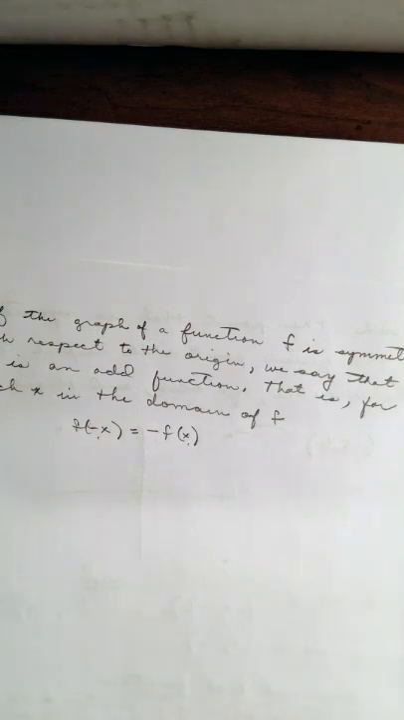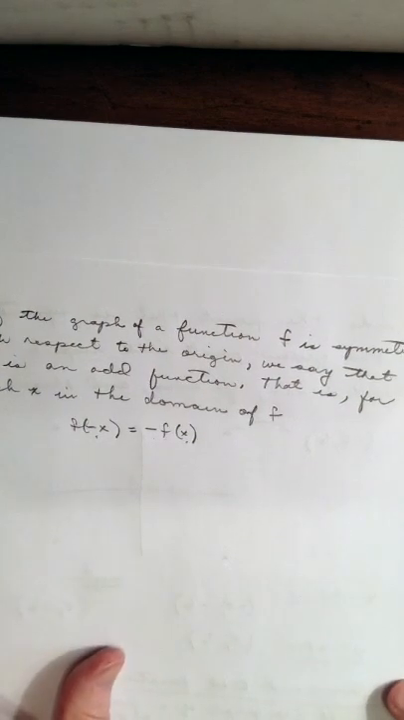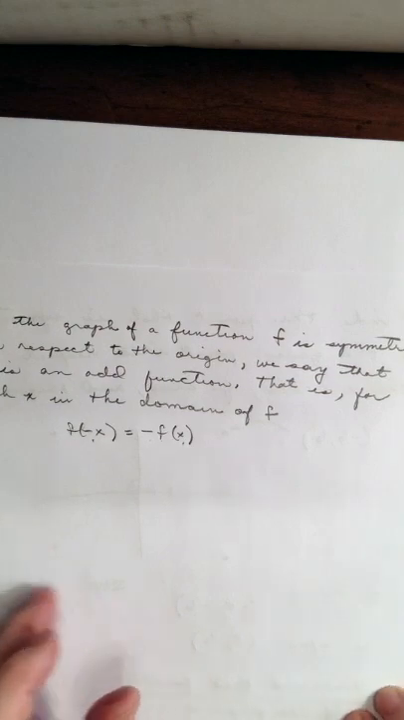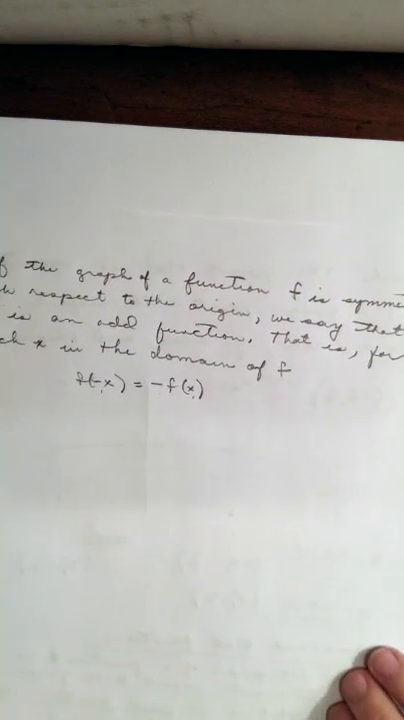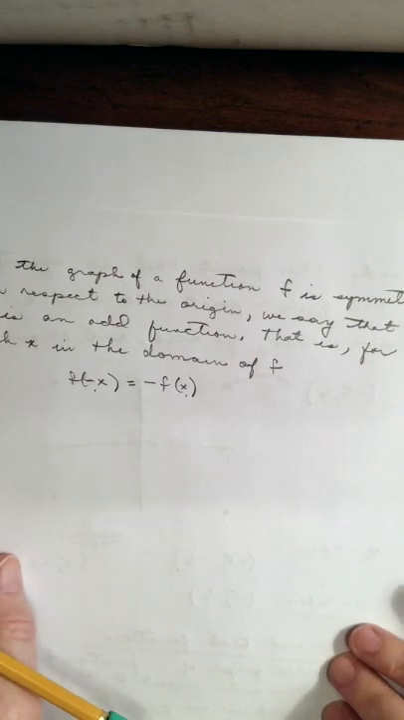So we would just use the same tests for symmetry with respect to the y-axis to determine if the function is even, and for symmetry with respect to the origin to determine if the function is an odd function. There is no term that would describe something that was symmetric with respect to the x-axis, because those graphs would not be even functions.